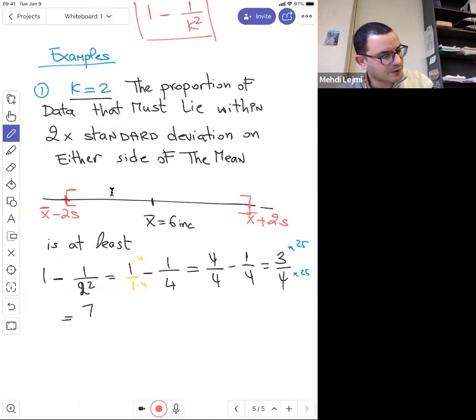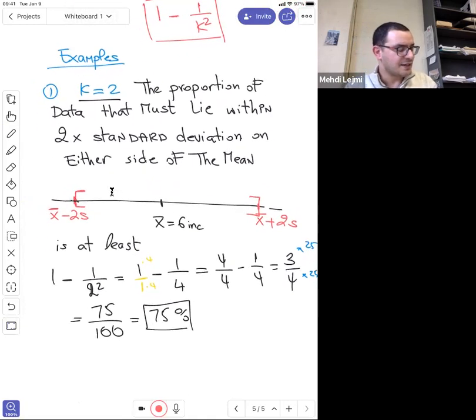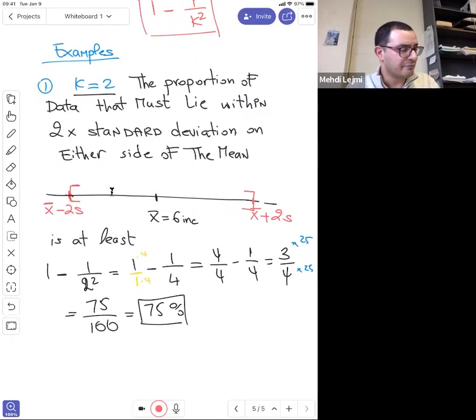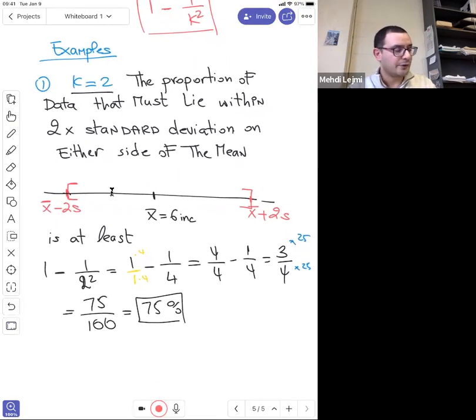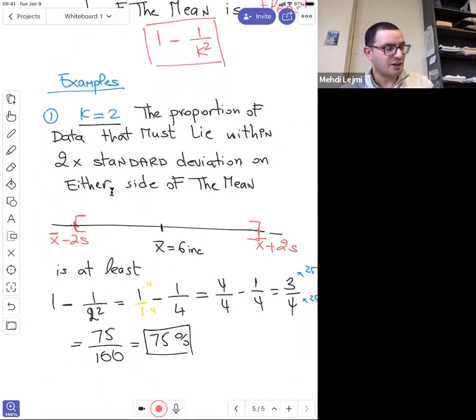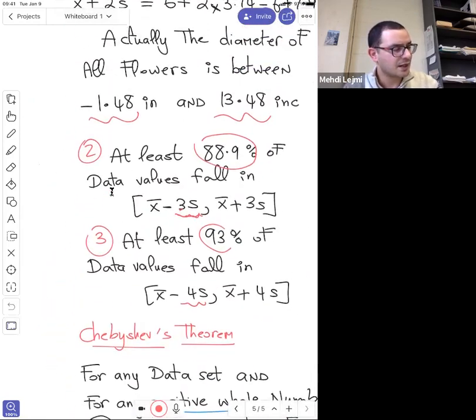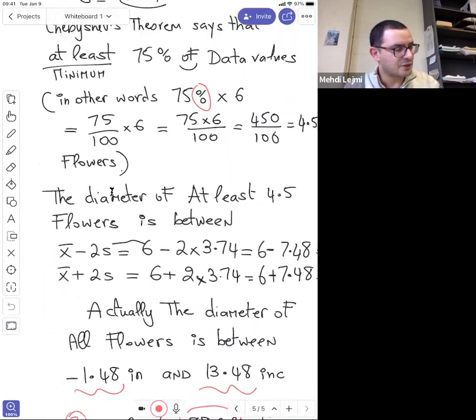Okay, that's equal to 75/100. And 75/100, that's 75%. So that's how I got this. When k is 2, I get at least 75% of my data, which must lie within 2 standard deviations on either side of the mean. So that's how I got this first consequence of the Chebyshev theorem, right?